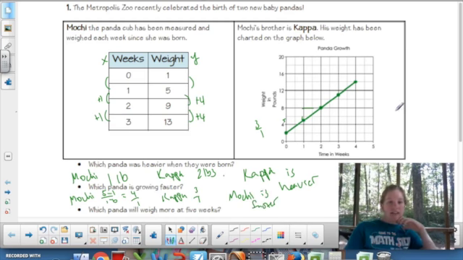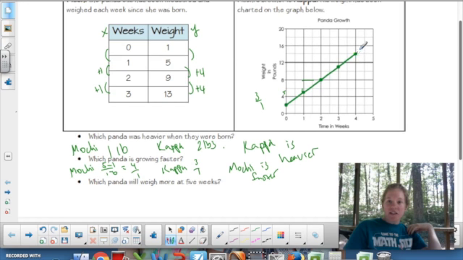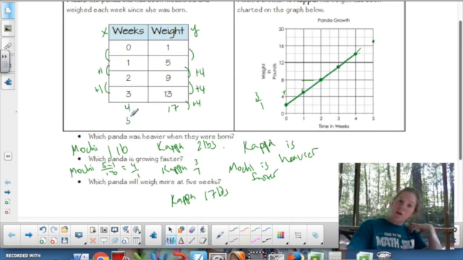And the last question it asks is which one is going to weigh more at 5 weeks? Well, here, if I just continue this line on out, so if I go up 3, and over 1, it's going to put me right here. So at 5 weeks, Kappa weighs 17 pounds. For this one, I can continue adding 4, 2 more times is probably the easiest way to get there. So that's going to put me at 17 at week 4, which means at week 5, if we add another 4 pounds, I'm going to be at 21. So Moshi weighs 21 pounds.